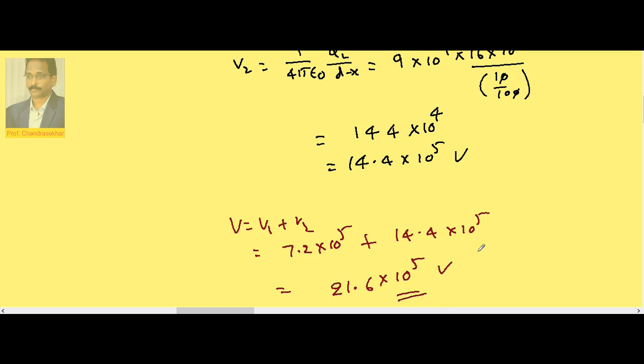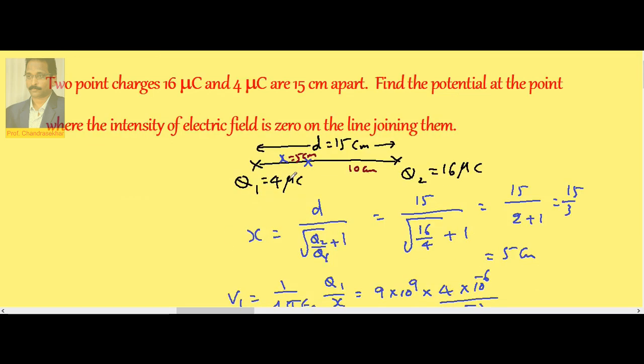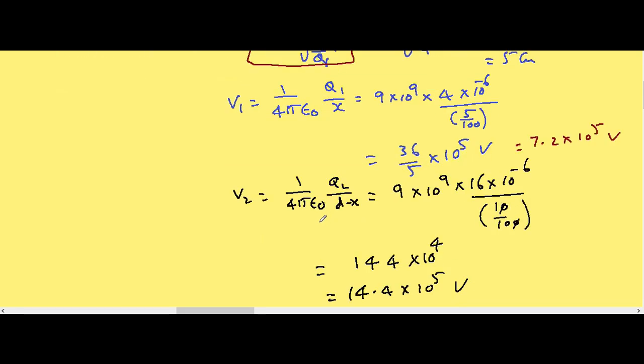At the points where the intensity of electric field becomes 0, we find the net potential. First calculate the position using the known standard formula. Position of the null point, x is equal to d by root over q2 by q1 plus 1, because here the charges are like charges, positive charges. From that we can calculate the null point position. There we are interested in the potential. Potential due to positive charge is positive. So this is positive, this is positive. So net potential is the sum of individual values.